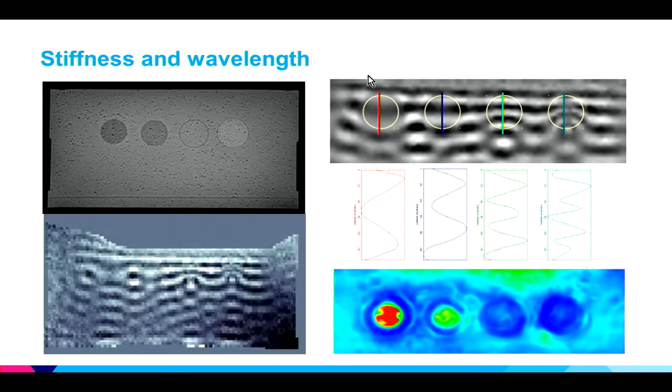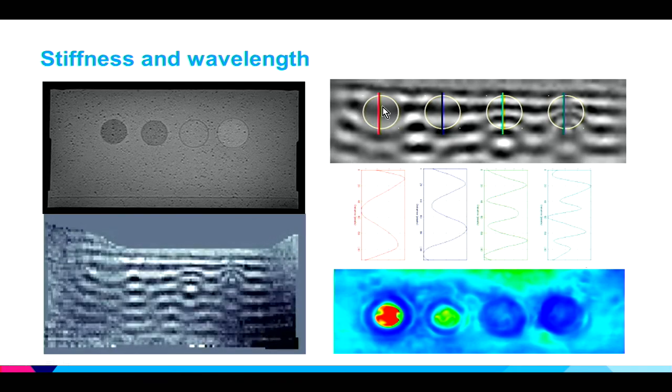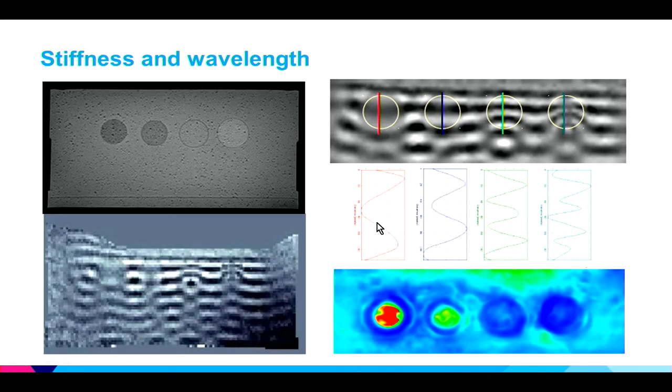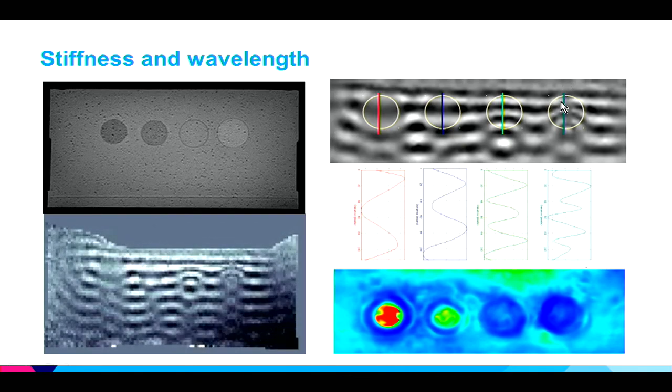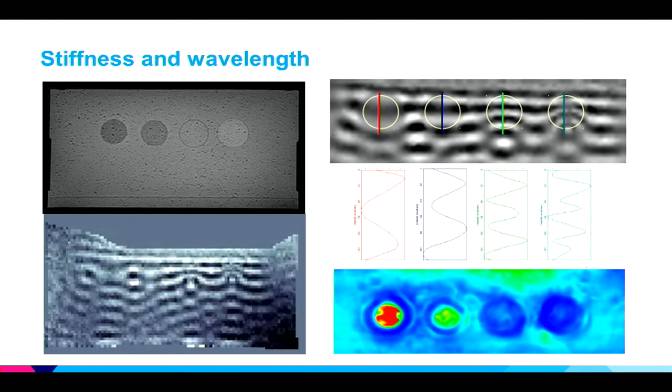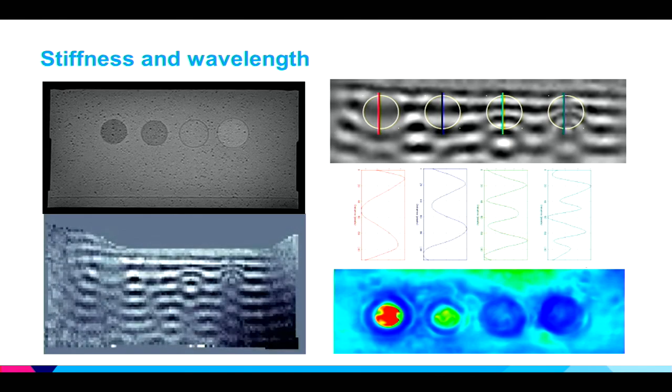So if we zoom in closely, we can see that in the case of the stiffest insert, the wavelength is being increased, and in the softest insert, the wavelength is being decreased. So in other words, when the waves hit a soft structure, they squeeze together. When they hit a stiff structure, they get stretched out.